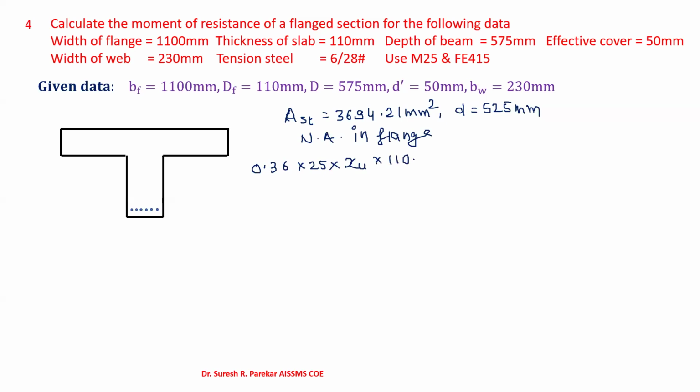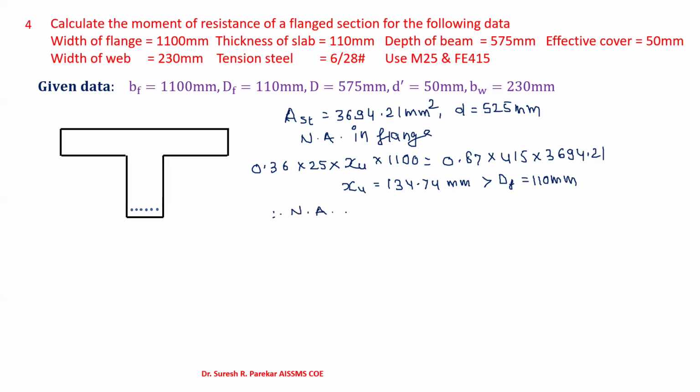Bf is given 1100 equal to 0.87 fy, we have 415, Ast we have 3694.21. And we will get value of Xu, which is equal to 134.74 millimeter, which is greater than 110, which is Df. And therefore assumption is wrong, and therefore neutral axis lies in web.